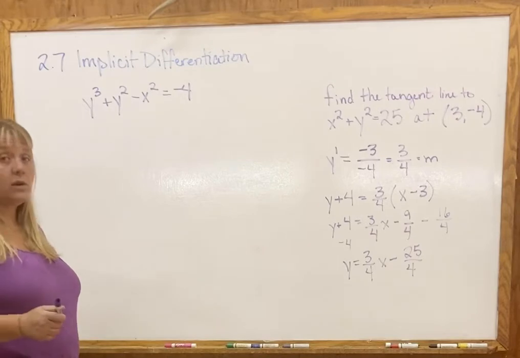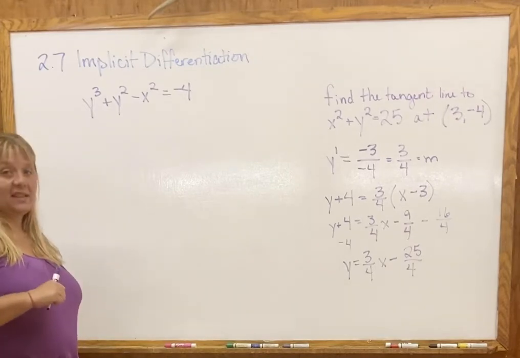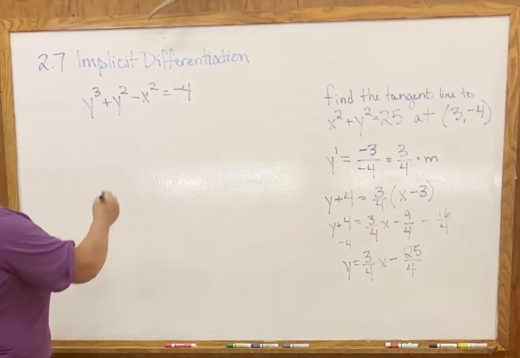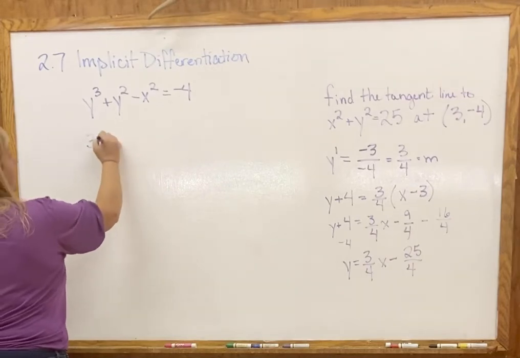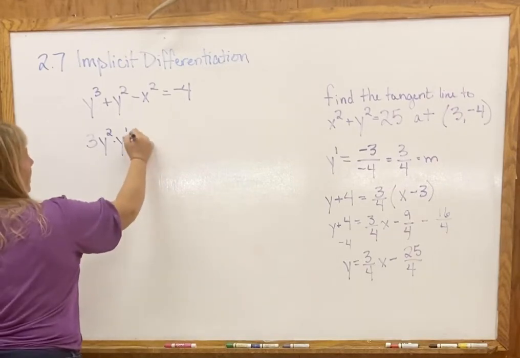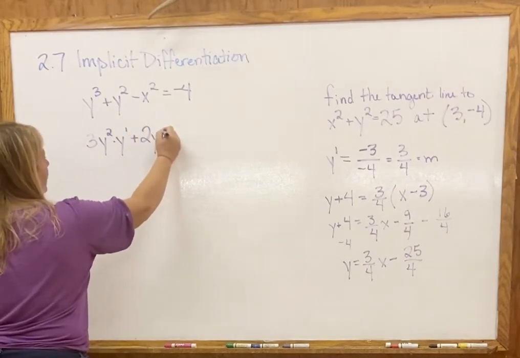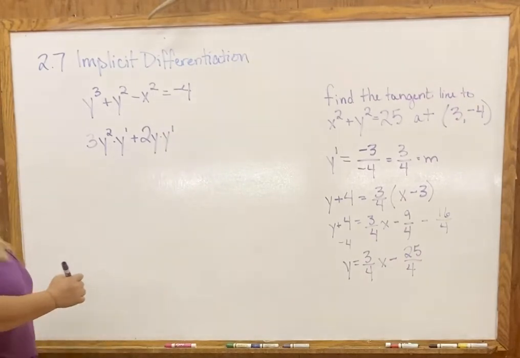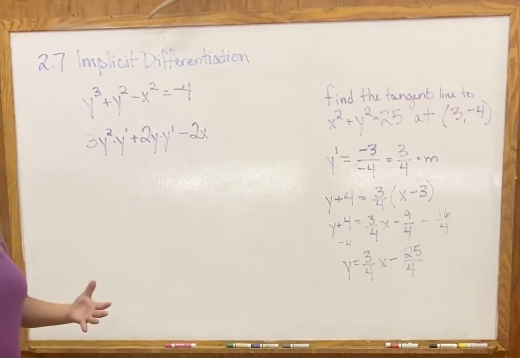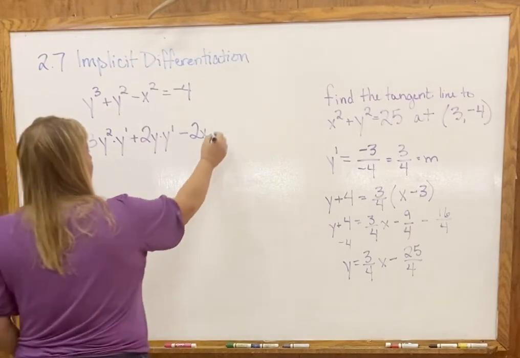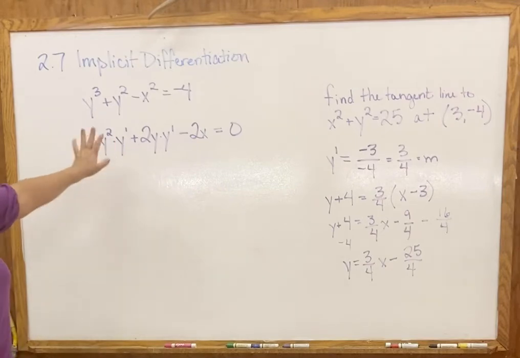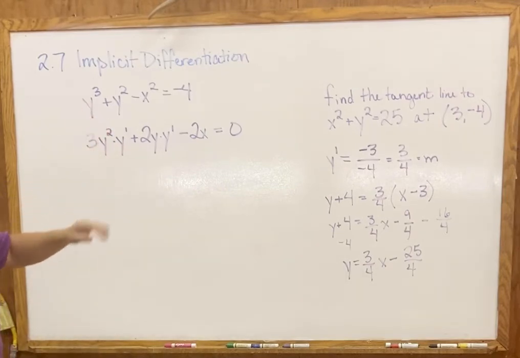Now remember, the way this works is every time you see a y, take that derivative and follow it with a y prime. Every time you see an x, you don't have to worry about anything, okay? So here, we're gonna go 3y squared times y prime plus 2y times y prime. Then we're gonna do minus 2x, but we don't have to put anything on that because that's a regular x. It's the way that we're used to taking the derivative. And then again, luckily the other side is just 0. Okay, so piece at a time, y's get the y prime attached to them, x's, don't worry about it.